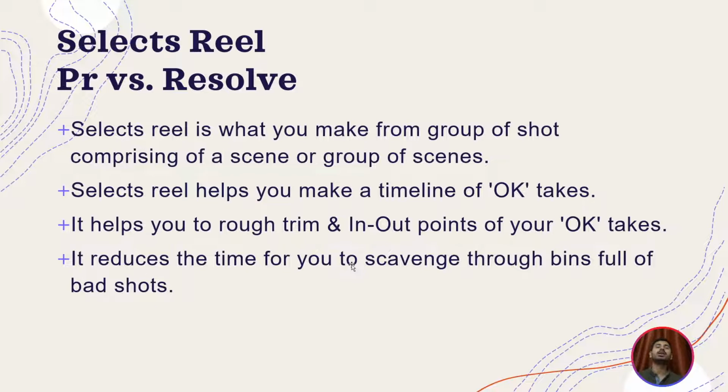Select reel helps you make a timeline of okay takes. It helps you do a rough trim. Okay, you don't want that clap where they say action and all that, and where they say cut in your timeline for obvious reasons. And in and out points of okay takes, you roughly trim it. Just roughly, and it reduces your time to scavenge through the bins full of bad shots. It happens, your bins are 90% full of bad shots.